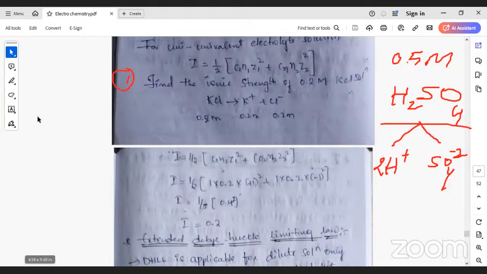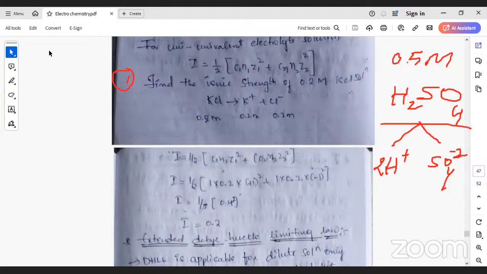Has anyone got it? Yes. Anyone who gets the answer, you can post it in the chat box, or otherwise you can tell it orally. Or are you people there? No one is responding.